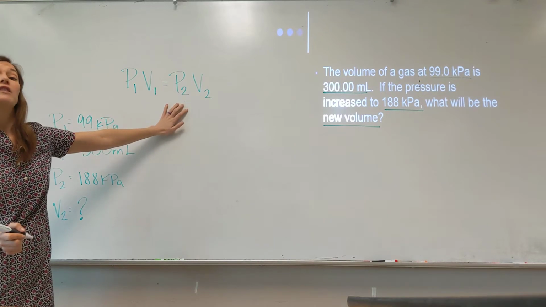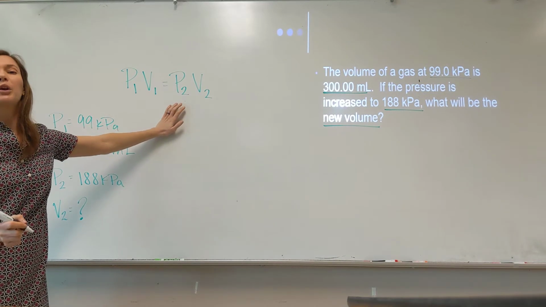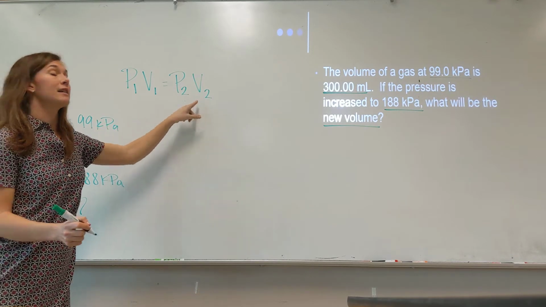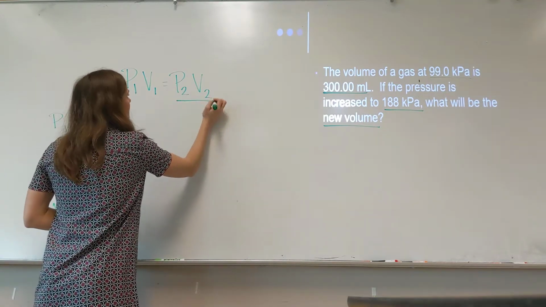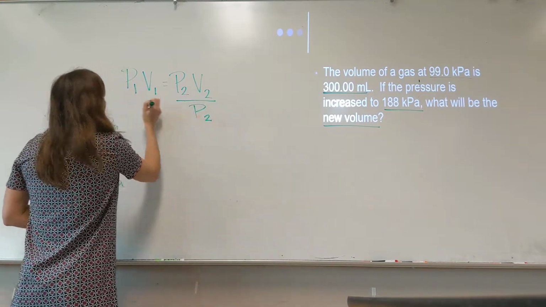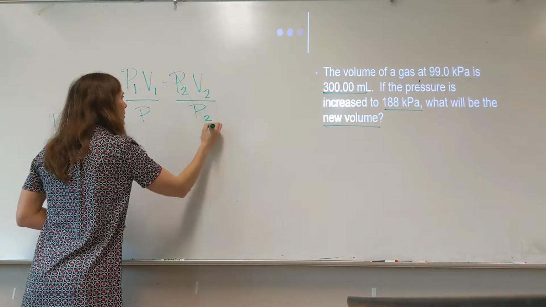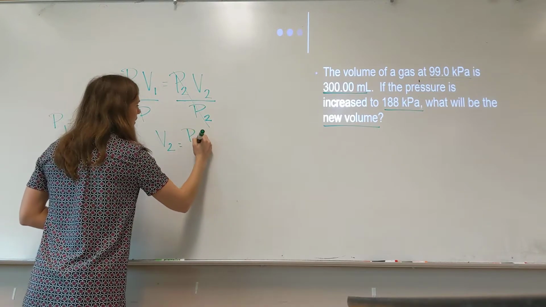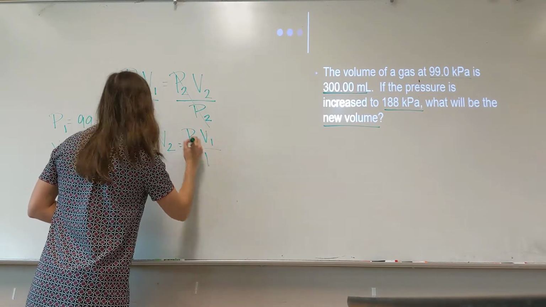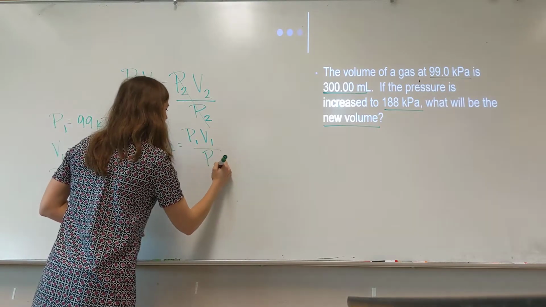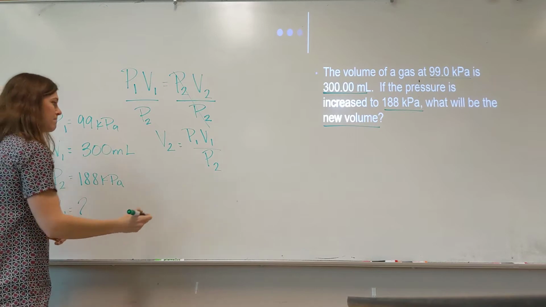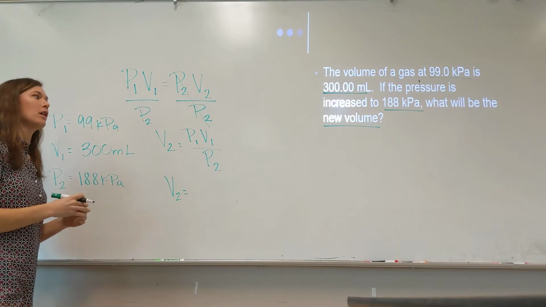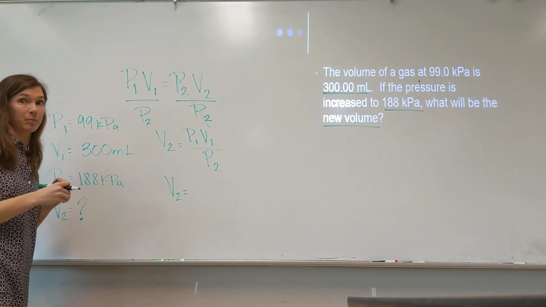I want to solve this using variables, meaning I'm going to rearrange my equation so that I'm left with V2 by itself. In order to do that, I need to divide both sides by P2. So now I'm left with an equation that looks like this. And now I can plug everything in. Make sure that you plug the correct variables into the correct place.